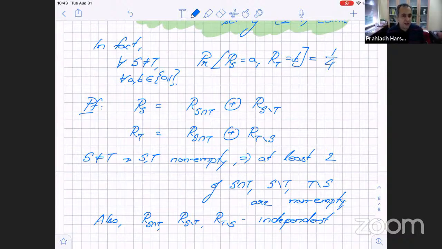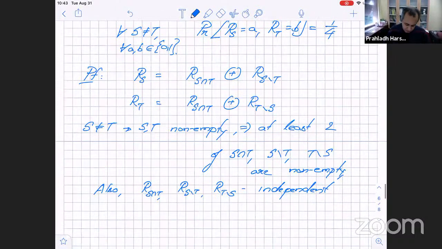And now just stare at this. Of the 3 of them, at least 2 are non-empty. So 2 of them are at least equally likely to be 0 or 1. And R_S, R_T is an XOR of these, so they will continue to be independent. Hence R_S and R_T are independent with the uniform marginal.